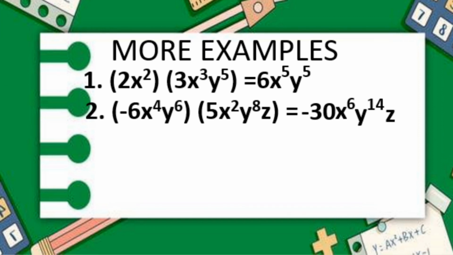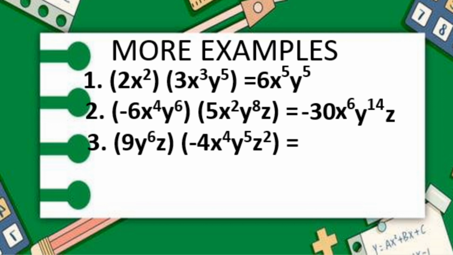Okay. So for number 3, we have 9y to the 6th z times negative 4x to the fourth y to the fifth z squared. So we've noticed that on the first factor, you don't have x. Okay, so let's just go on with the steps, shall we? Okay, 9 times negative 4, we'll have negative 36. And then, since we don't have x on the first factor, we'll just simply copy the base and its exponent, x to the fourth.